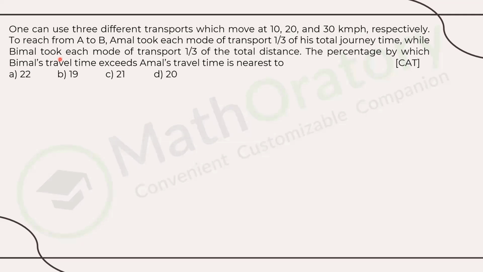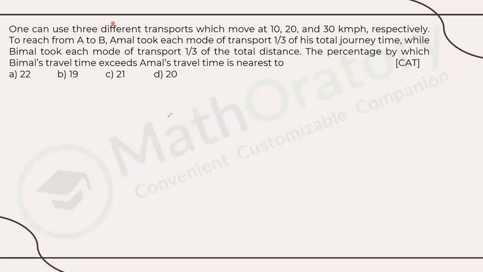So if I know the average speed of Amal, and if I know the average speed of Bimal, then I can figure out the speed ratio of Amal and Bimal for the entire journey. And if I know the speed ratio, I can figure out the time ratio. And if I can figure out the time ratio, I can figure out the answer. So this process mapping should happen in our mind while we are reading this. If you understand this, then all you have to do now is apply the process and figure out the answer. So let's go ahead and do that.